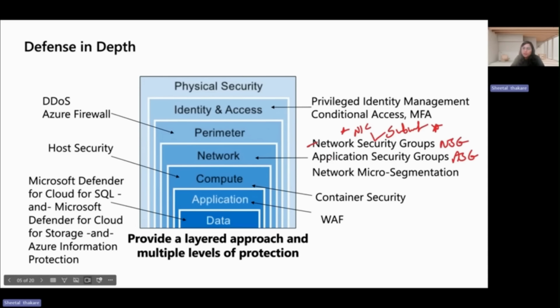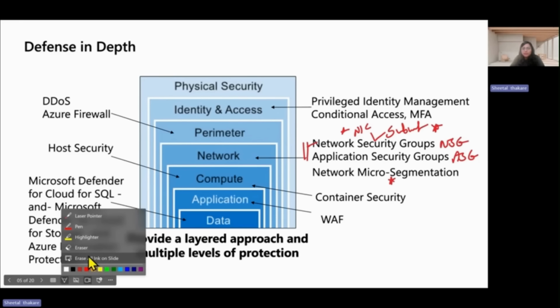Then there are application security groups, which are a logical grouping of the hosts depending on the application they are hosting. So both of them can be used together. They provide more granular traffic filtering solutions. Then for the network layer, you also get segmentation as one of the security concepts.